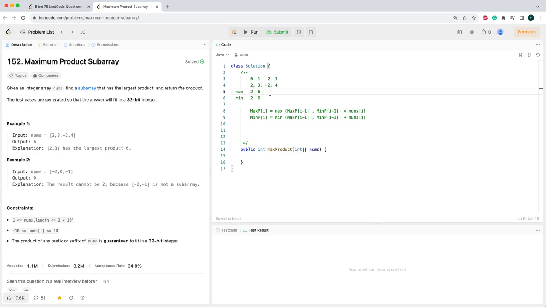Right, I think for the maximum we also need to consider the current element as well, right? So it will not be just the multiply by this, this would be the maximum of this as well, if we do not include the previous one at all. And similarly, this would be the minimum of this one as well.